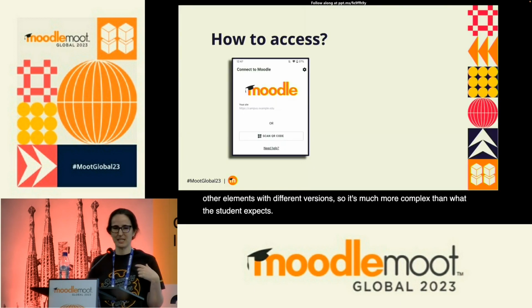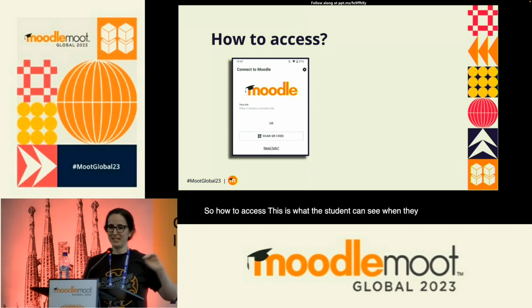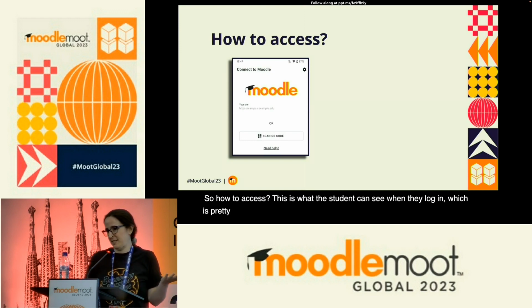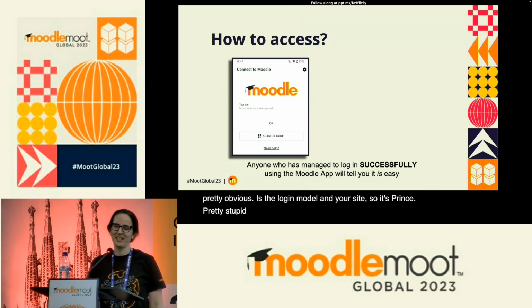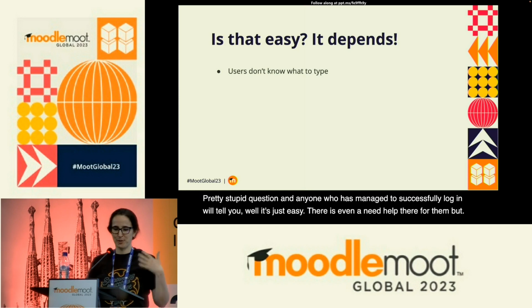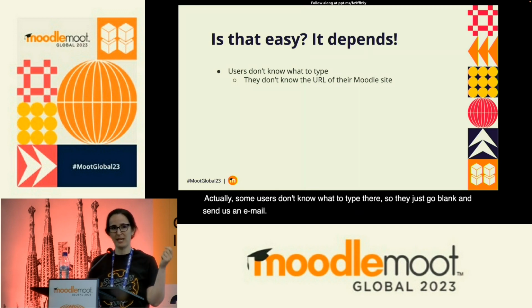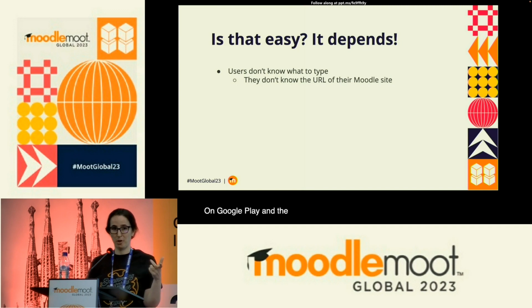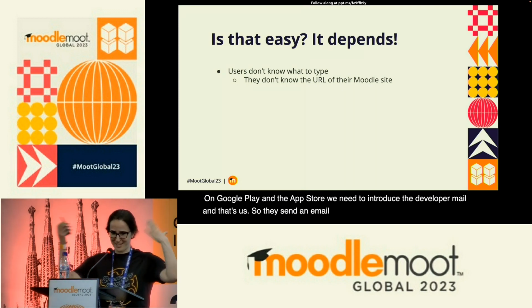So how to access? This is what the student can see when they log in, which is pretty obvious. It's the login of Moodle and your site. It's a pretty silly question, and anyone who has managed to log in successfully will tell you it's easy. There is even a need help option there for them, but actually, some users don't know what to type there. Some just go blank and send us an email. On Google Play and the App Store, we need to introduce the developer mail, and that's us. So they send an email to us, confusing you and us all the time.